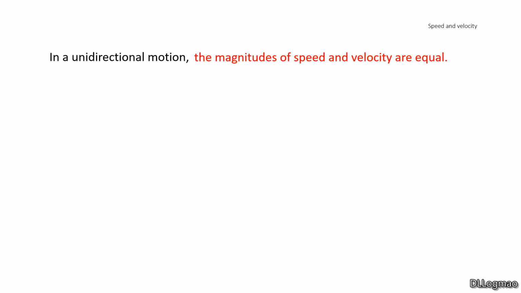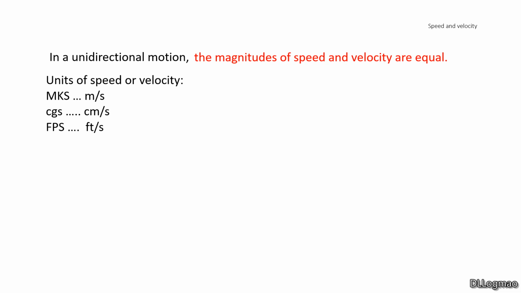When the motion of the body is unidirectional, the magnitudes of speed and velocity are equal, though speed is a scalar quantity, while velocity is a vector quantity. The units of speed or velocity are meters per second in the MKS system, centimeter per second in the CGS system, and feet per second in the FPS system. Other commonly used units are kilometer per hour, miles per hour, or mph, and inch per second.